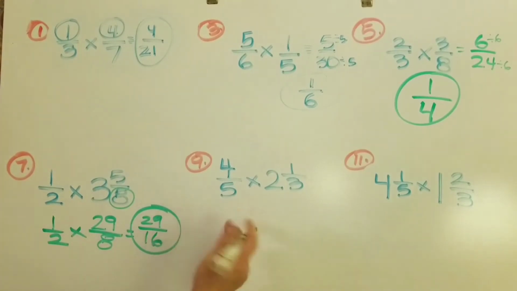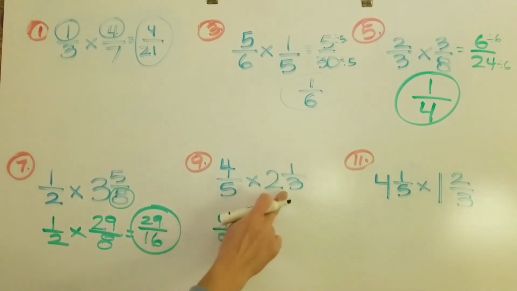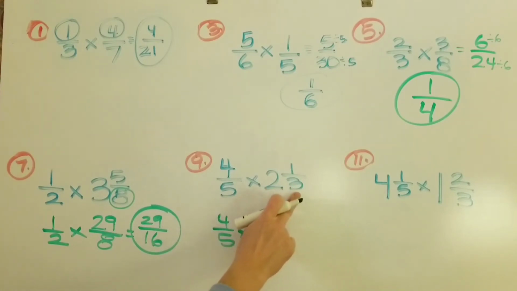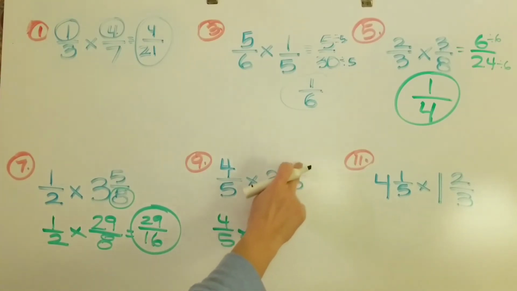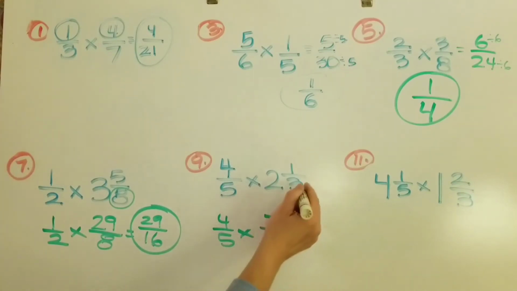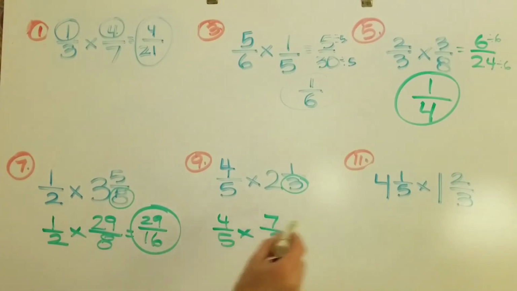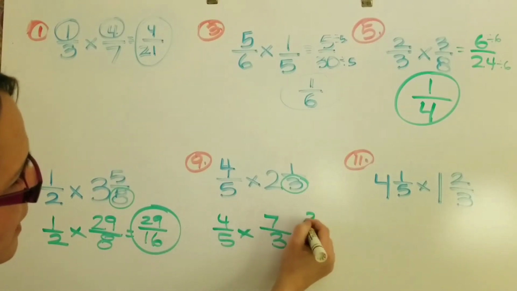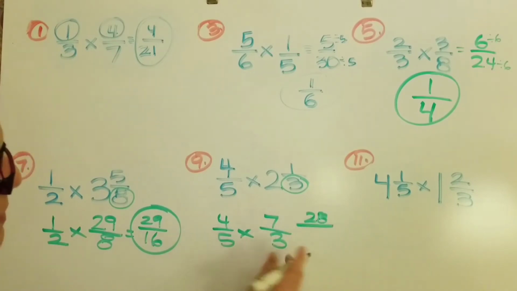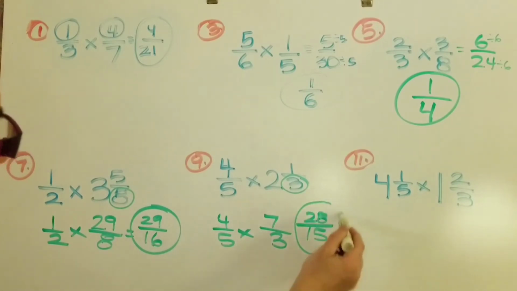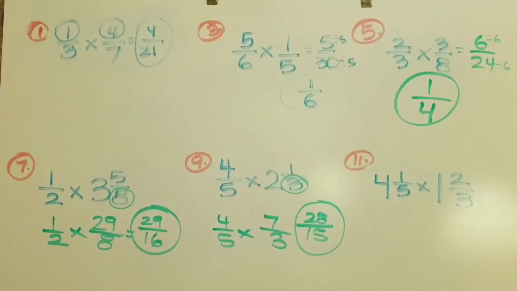So here we have 4/5 times 2 1/3. 4/5 will stay the same, but you will need to turn this mixed number into an improper fraction. So multiply your whole number of 2 times your denominator, which is 2 times 3 is 6, plus 1 is 7, and our denominator always stays the same. Let's go ahead and multiply across. 4 times 7 is 28. 5 times 3 is 15. Okay, and that cannot be reduced, so it stays at 28/15.